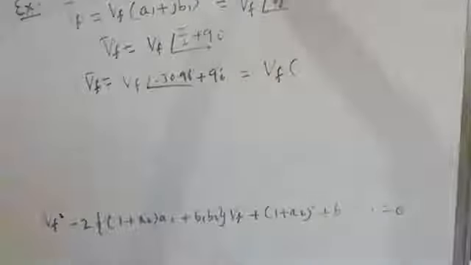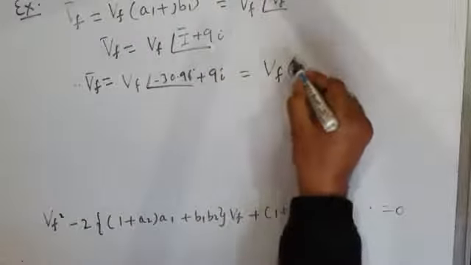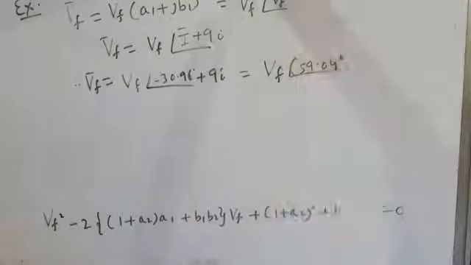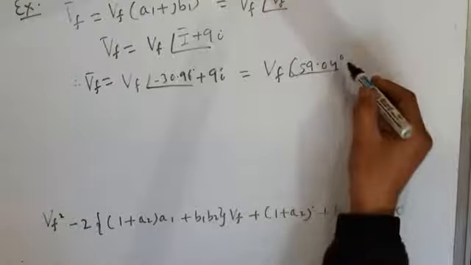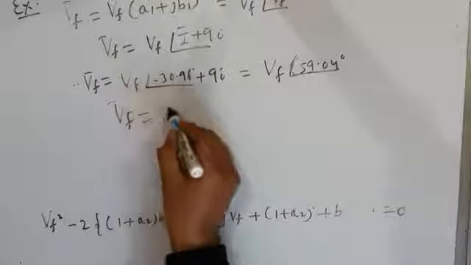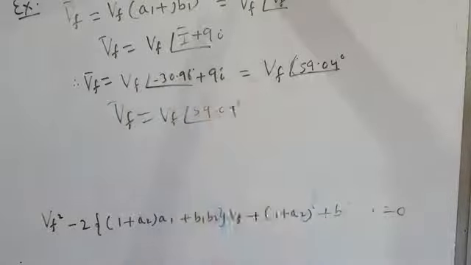What is 90 minus 30.96? You can calculate it. 90 minus 30.96 is 59.04 degrees. This is the angle. So VF is equal to VF at an angle of 59.04 degrees.